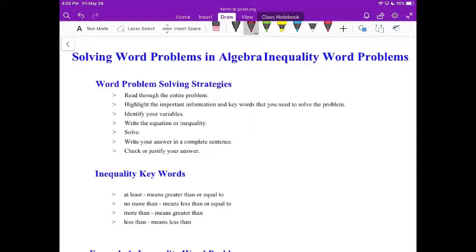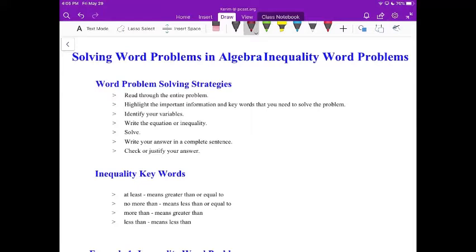Solving means basically isolating your variable by undoing operations. Remember, we're following the reverse direction of PEMDAS. And then write your answer in a complete sentence. This is important because this is a word problem, especially on the state exams and AP exams that you're going to have later on at the end of high school. You need to write your answers as a complete sentence for word problems.